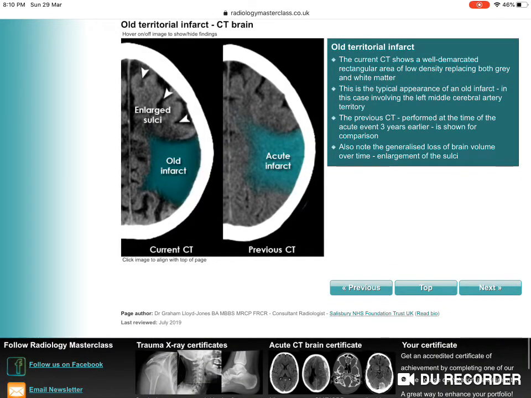Old territorial infarct. The current CT shows a well-demarcated rectangular area of low density replacing both grey and white matter. This is a typical appearance of an old infarct, in this case involving the left middle cerebral artery territory. The previous CT performed at the time of the acute event 3 years earlier is shown for comparison. There you can see the current CT and the previous CT. Also note the generalized loss of brain volume over time, with enlargement of the sulci.